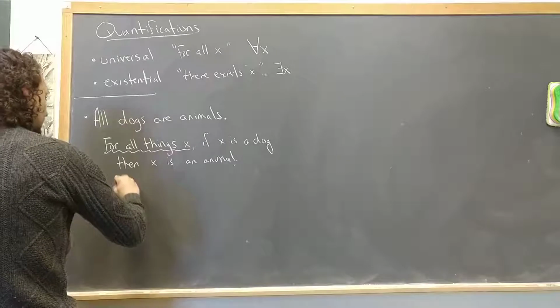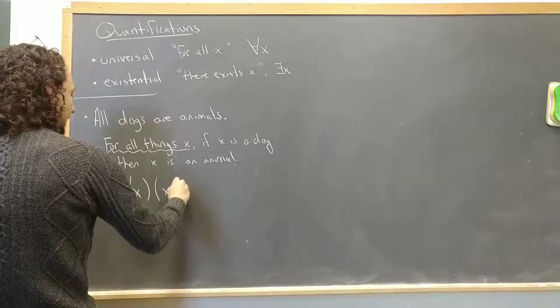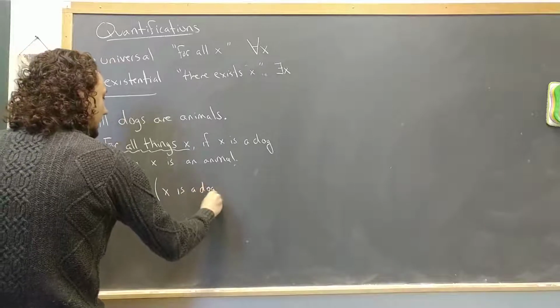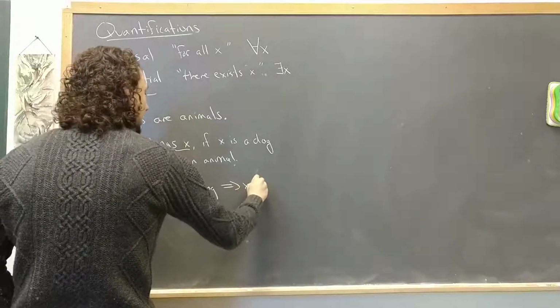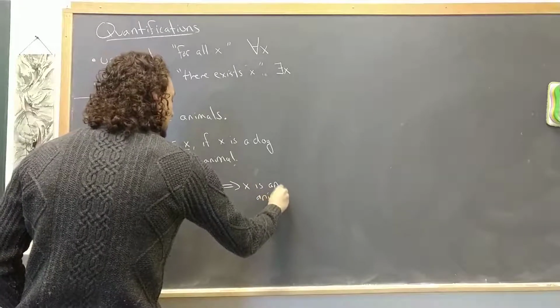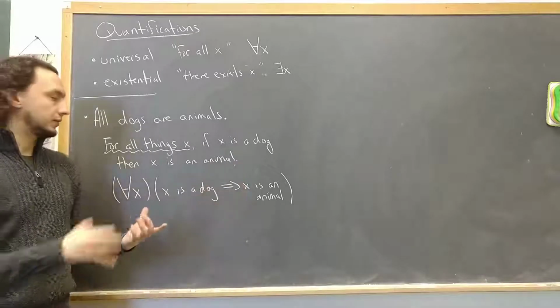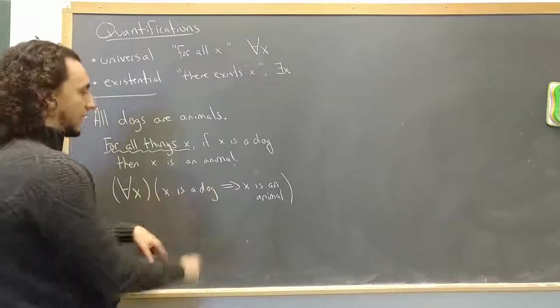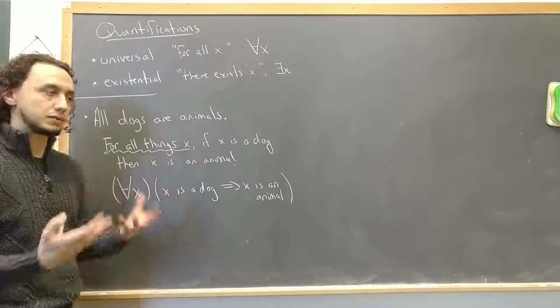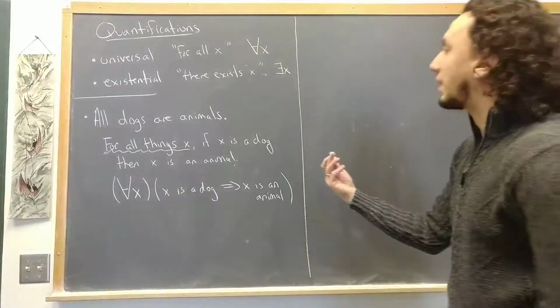And this in turn is written, for all x, x is a dog implies x is an animal. So now I'm not talking about traditional objects in math. This is dogs and animals rather than numbers and sets and so on. But the same idea carries over if I go into a more mathematical setting.